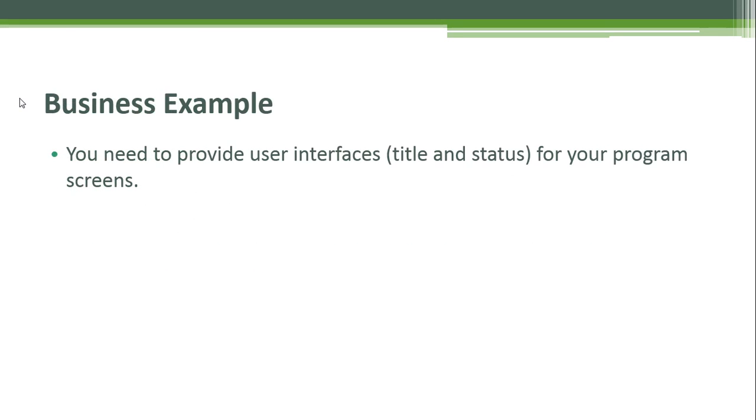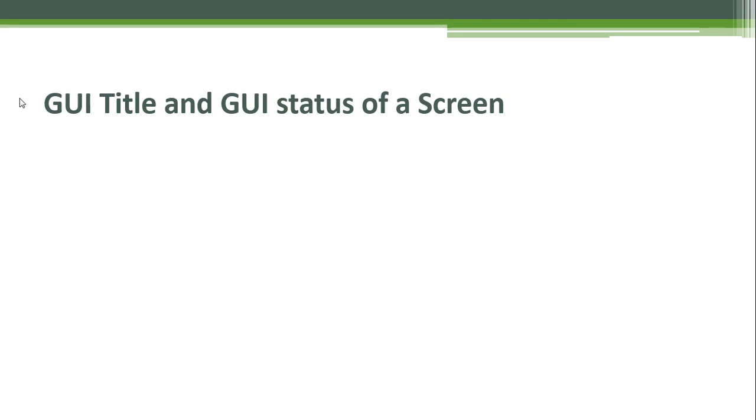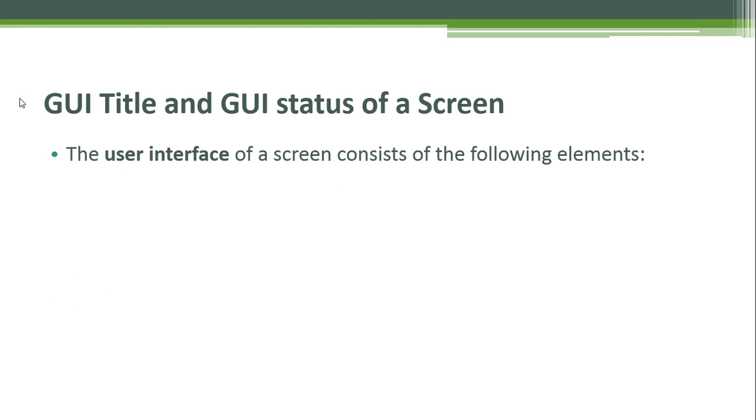As a business example, you need to provide user interfaces, title and status for your program screens. Give title and give status of a screen. The user interface of a screen consists of the following elements.